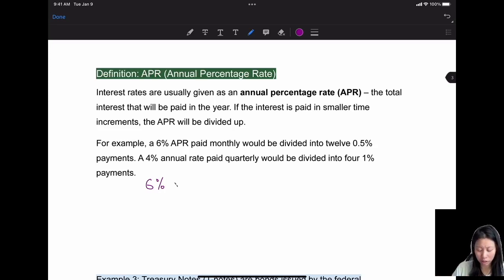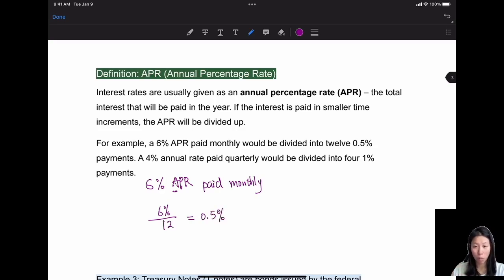So since the APR is 6, remember, A stands for annual. That means how much interest you're going to get within a year. But since they pay monthly, you need to think about how many months are in a year. There are 12 months in a year. So you're going to divide the payment into 12, so that you will get 0.5% per month, or per monthly payment.